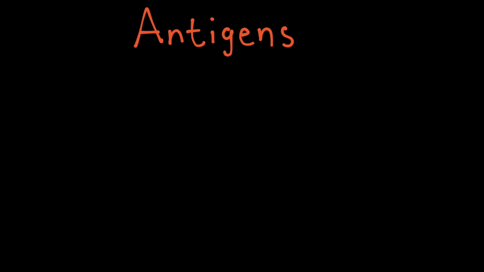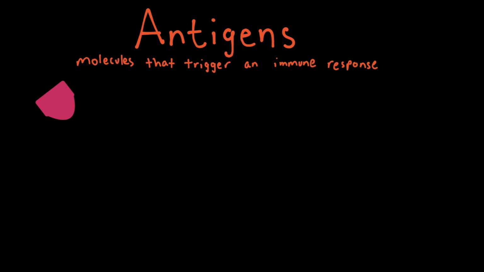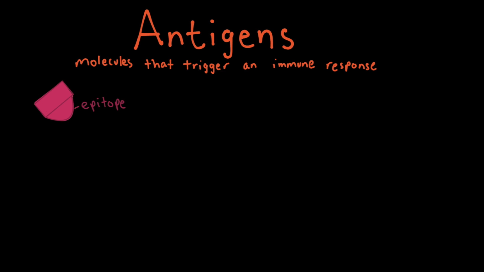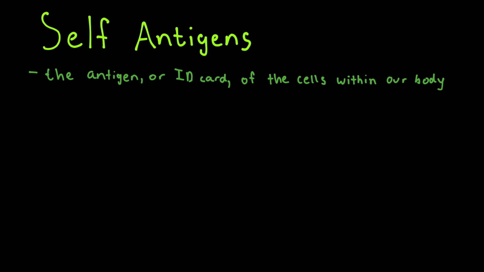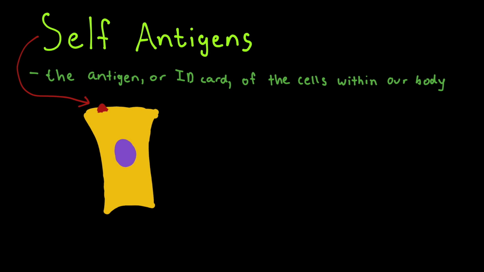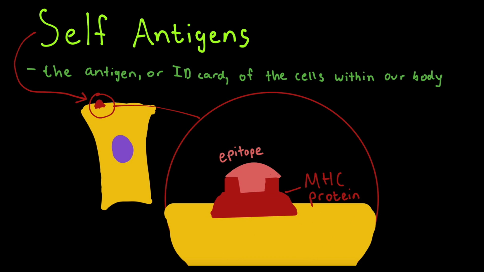Now let's discuss antigens. Antigens are molecules that can trigger an immune response and help the body identify intruders. Within these antigens are structures known as epitopes. Epitopes, also known as antigenic determinants, are the portion of the antigen an antibody will bind to. Antigens are characterized as self-antigens and non-self-antigens. Self-antigens are antigens presented in the cells within our bodies, and these antigens are antigenic to other individuals rather than ourselves.